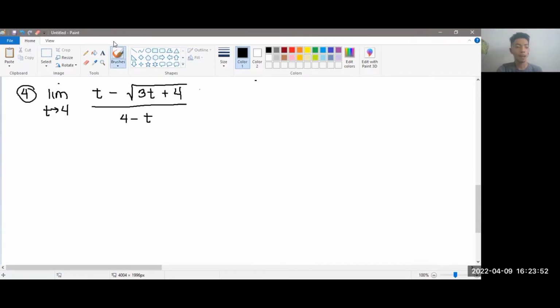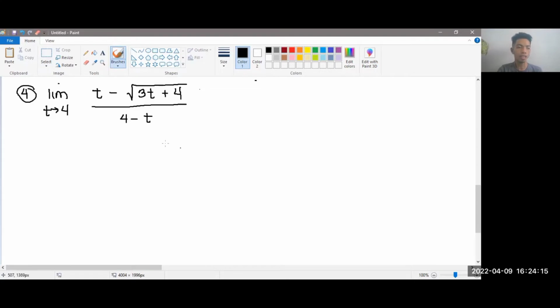Now, let's have example number 4. Find the limit of (t minus the square root of 3t plus 4) all over (4 minus t) as t approaches 4. So, ang gagawin natin dito is that first, kailangan mo muna sigurong i-substitute para malaman mo kung siya ba ay defined or undefined.